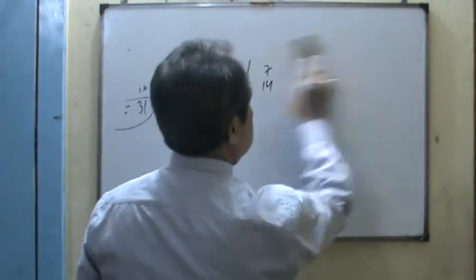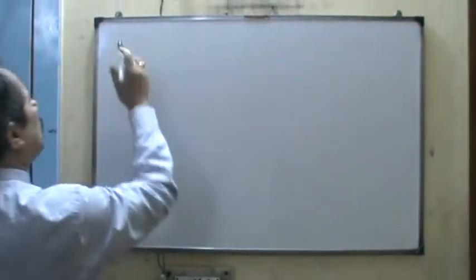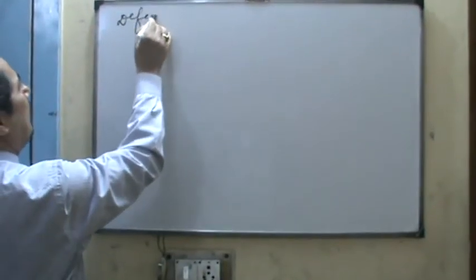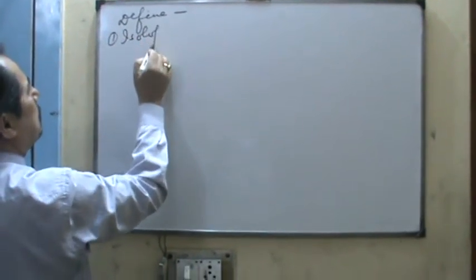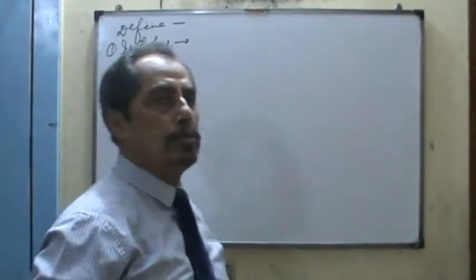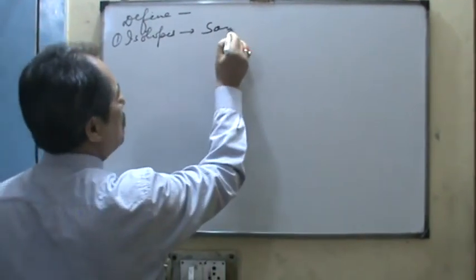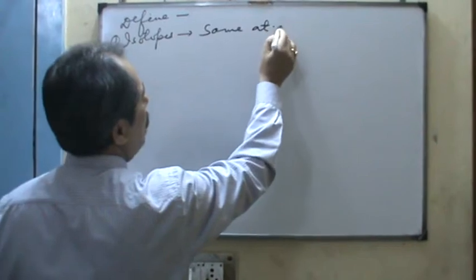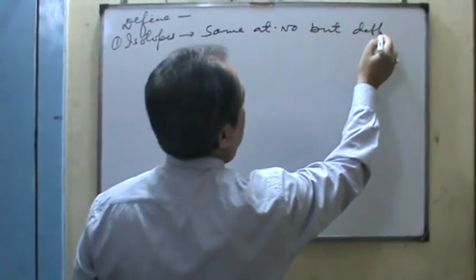Okay dear students, now define the following. First is what is that? Isotopes. What do you mean by the term isotopes? Iso means same and topes means number. Atoms of an element having the same atomic number but different what?